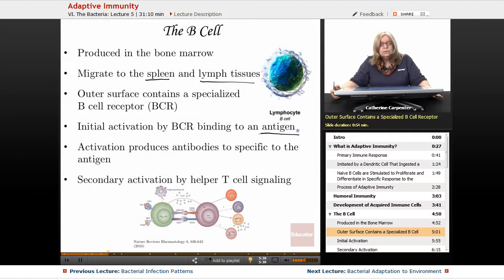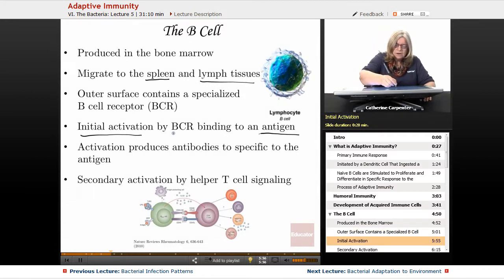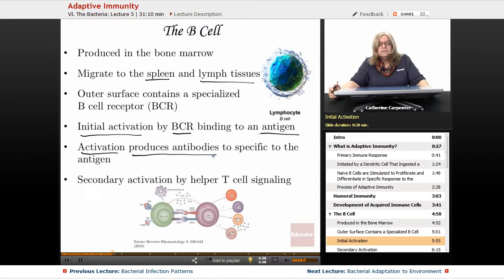That's the way I really like to talk about it: part of the function of these cells is to determine that indeed a pathogen has invaded the body, and then learn about that pathogen in terms of its shape, so that other cells can come along and recognize the pathogen and then eradicate it. So we have initial activation of that B cell receptor binding to the antigen, and that activation actually produces antibodies, and these antibodies are specifically configured to fit this antigen. And then we also get secondary signaling of the T cells, and that's a whole other process that we'll talk about in a different lecture.